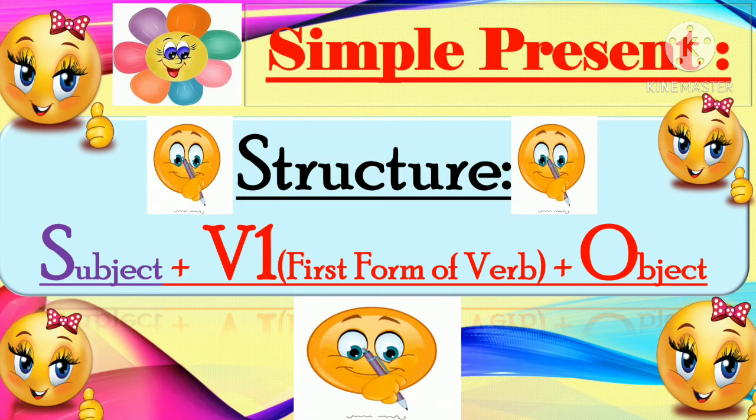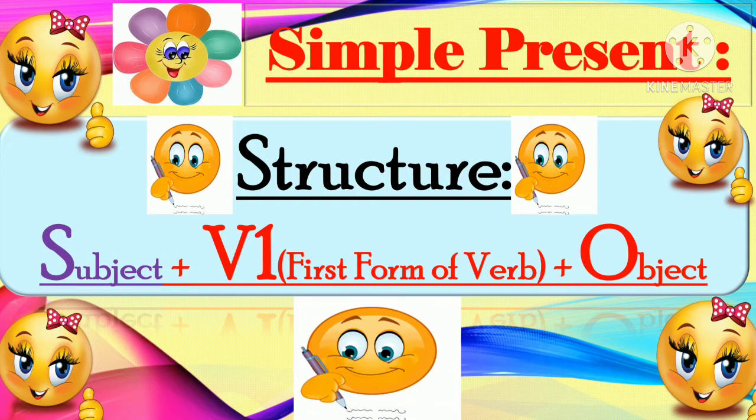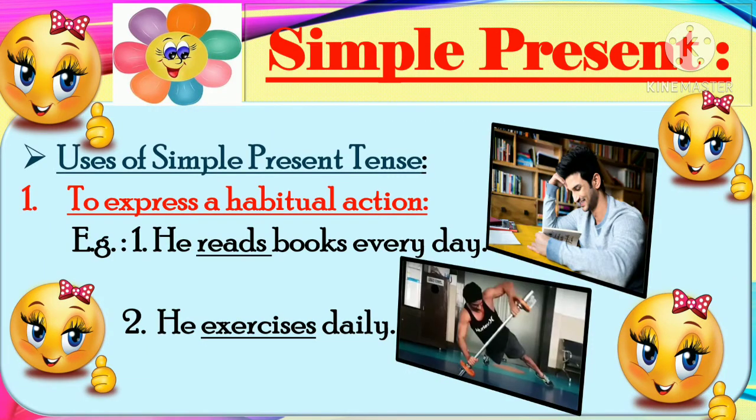Subject plus V1. What is V1, children? It is the present form of the verb, plus object. What is the structure, children? Subject plus V1 plus object. You need to remember this structure. Children, I think you got an idea about the structure of simple present tense. Now let us look at the uses of simple present tense.